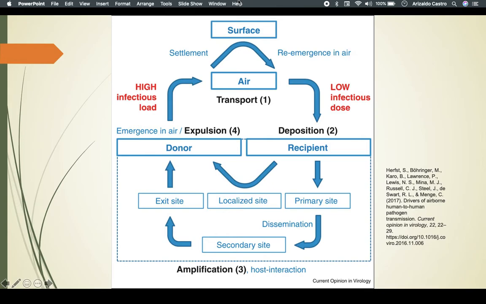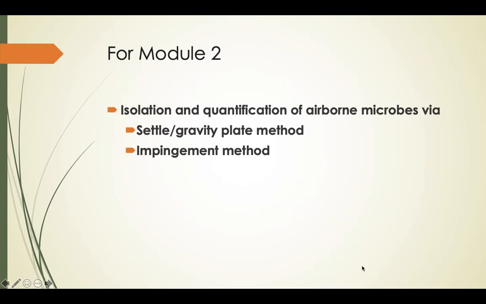or reinfection. So for module number 2, what we implemented are two techniques to isolate microbes from the air. So we employed the settle or gravity plate method, and we also employed the impingement method. Okay, so we're going to discuss both of these techniques as we proceed with our discussion now.